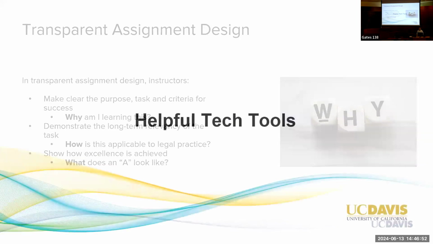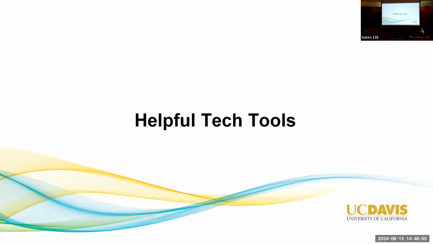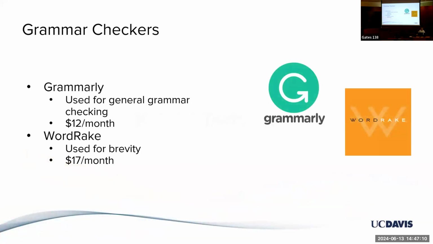Having said that, I'd like to switch gears rather dramatically now and talk about some helpful tech tools that English language learners may find helpful in their journey through an LLM program or through a JD program, if that's where they're enrolled. For one, we have grammar checkers. And I'm sure you're familiar with Grammarly already, but there is a second grammar checker called WordRake that I highly recommend. It is well suited for legal writing, and it aims for brevity. It's a way to make your writing more concise, more pithy, and it's very effective. It's $17 a month. It's a little more expensive than Grammarly.